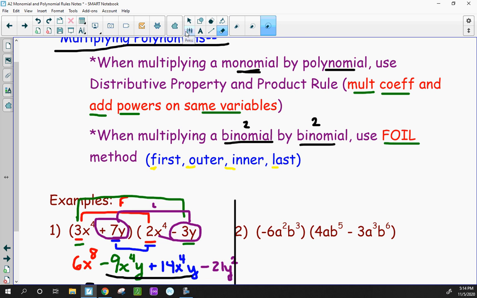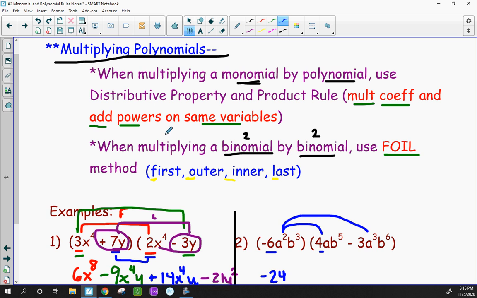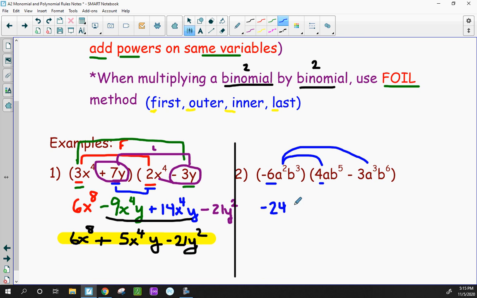Okay, so let's try that. We are going to start with the monomial. We're going to distribute it to this term, and then after that we'll multiply those terms. Here we go. -6 times 4. Multiply the coefficients together, drop it down. We are in multiplication mode, so we are going to add powers on the same base. You're going to drop your letter A down, and you're going to add 2 plus the little 1 here, so that's a to the 3rd.